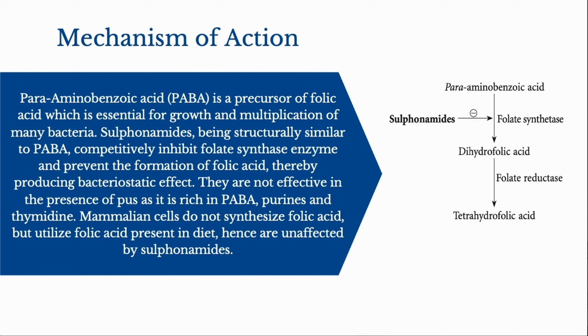Mammalian cells do not synthesize folic acid but utilize folic acid in diet, hence are unaffected by sulfonamides. Here in this pictorial diagram you can see that sulfonamides inhibit folate synthase, thus this inhibits this step and tetrahydrofolic acid is not formed.